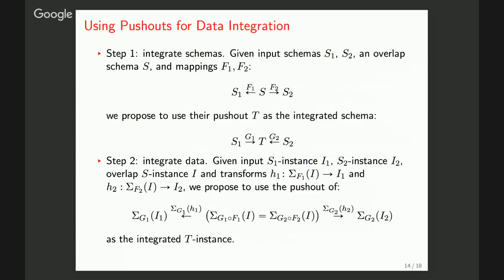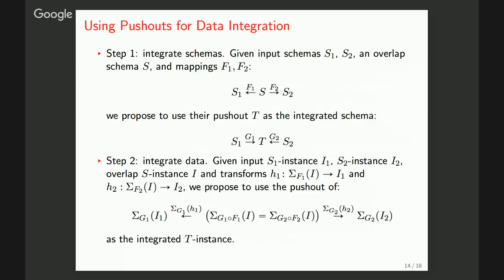So the pattern works by first taking two input schemas, S1 and S2. You can think of that as the database schema for Exxon and the database schema for Mobil, and an overlap schema, as well as mappings from the overlap into the schemas. We first push out those schemas to get an integrated schema. You can think of that as being the schema for the integrated ExxonMobil information. So step one, we do integration using pushouts on schemas.